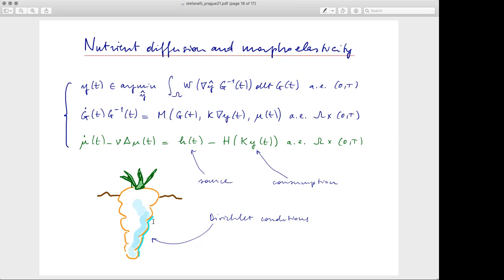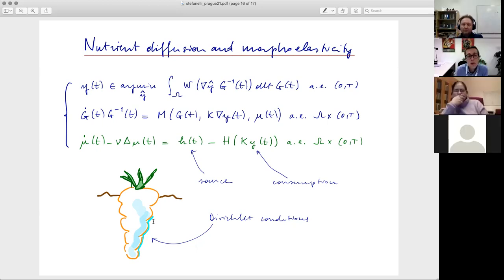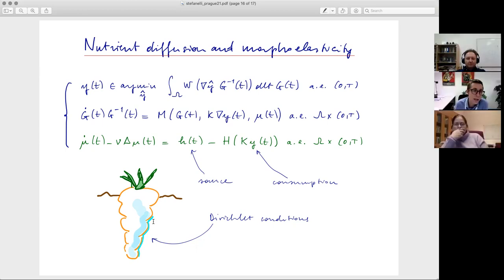By changing this mu, you change the growth rate, so you change the growth tensor, and then the growth tensor influences again the equilibrium, so you change the position, and everything is then completely coupled. So for this system as well, you can prove an existence result, again by time discretization.